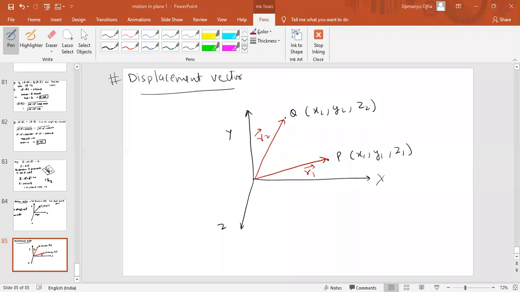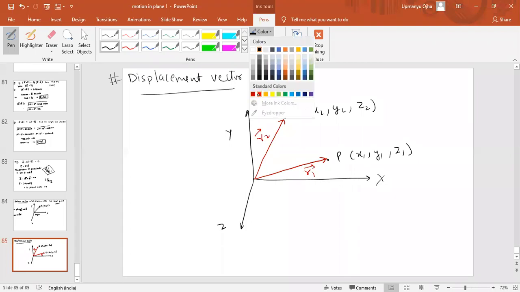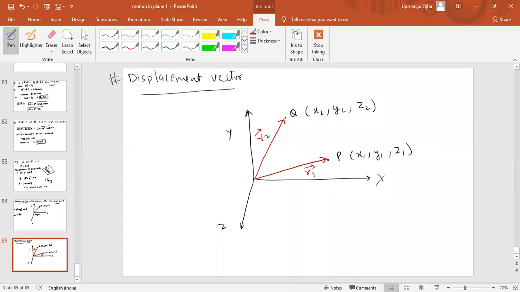So what is the displacement vector? The displacement would be PQ, because the particle has displaced from point P to point Q. What is the final position of the particle? Q. What is the initial position of the particle? P. So displacement will be from P to Q, like this. Displacement is represented by, you can take this as delta r vector. Delta r is the displacement here.